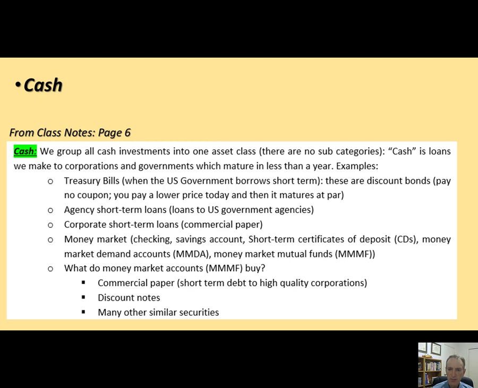What a discount bond means is you don't pay an interest, you don't pay coupon. Instead, you buy the bond for one price, and then it matures at a higher price. So you might buy it for 97, and then it matures at 100. And so your entire return is a change in the price. Not only do governments borrow money, but agencies have short-term loans. So U.S. government agencies.